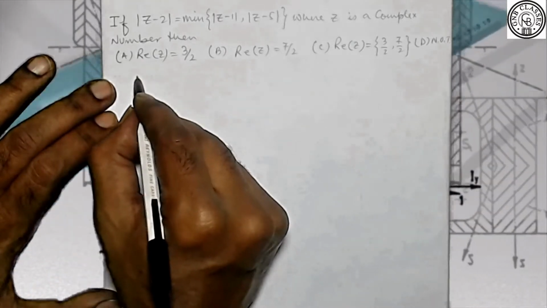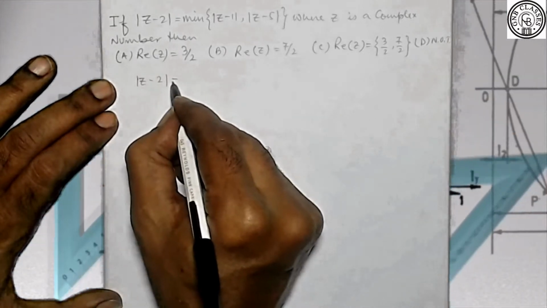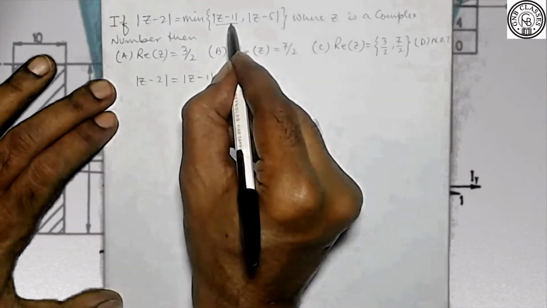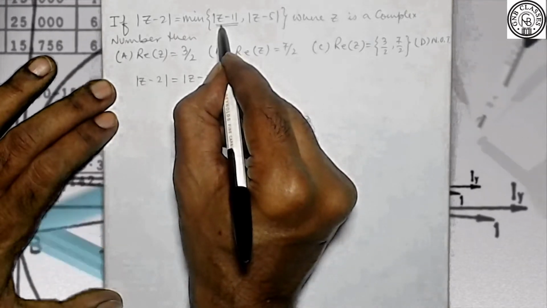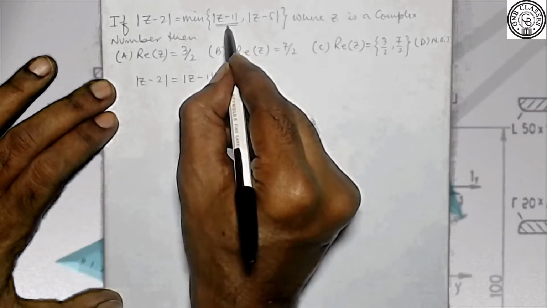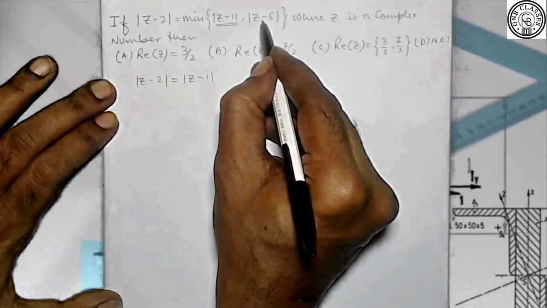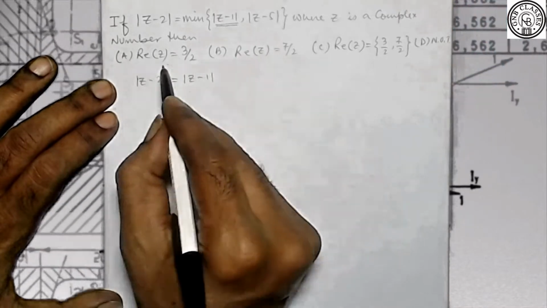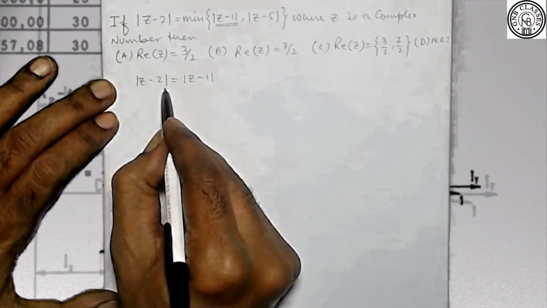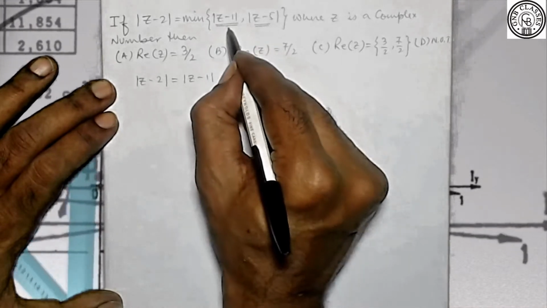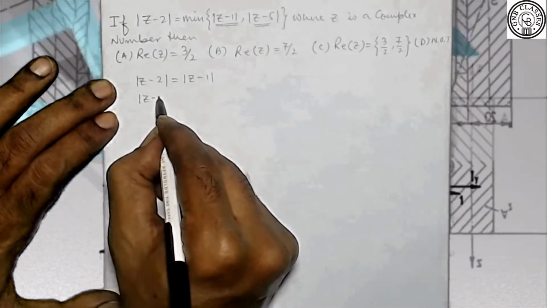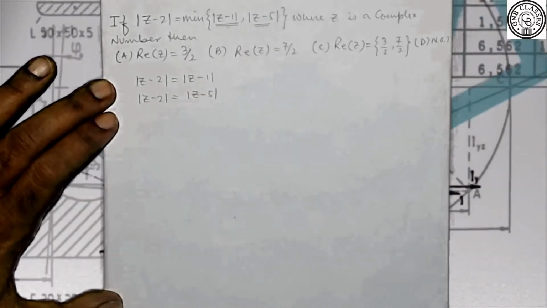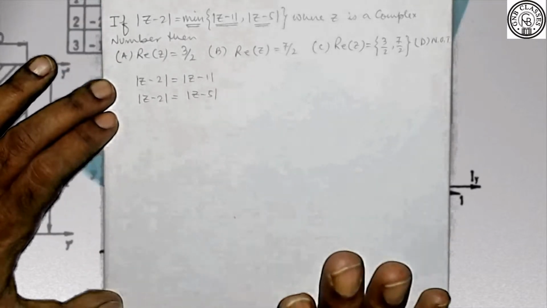So same as the previous one, mod of z minus 2 will be equated with mod of z minus 1 when mod of z minus 1, that is the distance of the variable point z from the point (1, 0), is smaller than the distance of the variable point z from the fixed point (5, 0). If that distance is smaller, we will equate it with mod of z minus 2. If this distance is smaller among these two, then mod of z minus 2 will be equated with mod of z minus 5. Is it clear or not? This is what it actually means here.